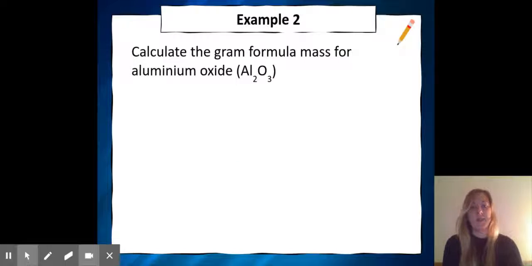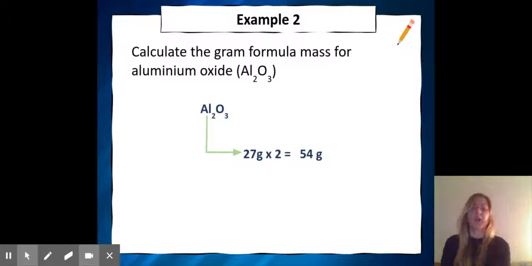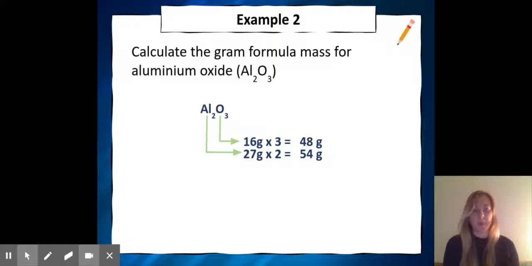A second example, we have aluminium oxide here. Exactly the same, we're going to look up the relative atomic mass for aluminium. We have 2 of them in the compound, so it's 27 times 2, which is 54. Oxygen, go and look up page 7, is 16, but we have 3 oxygens in this compound, so we have 16 times 3, which is 48.